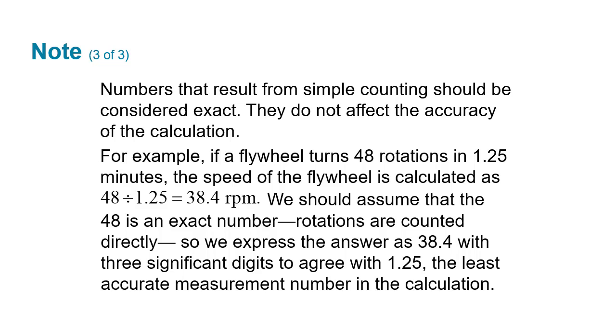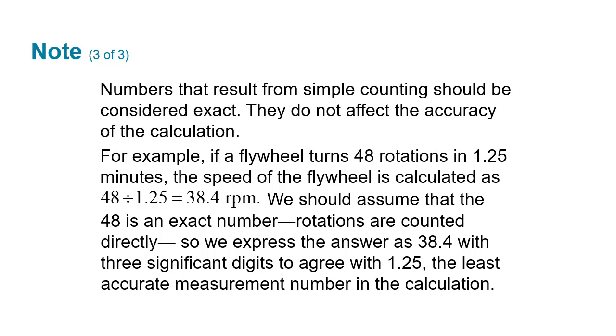Now, numbers that result from simple counting should be considered exact. They do not affect the accuracy of the calculation. So for instance, if a flywheel turns 48 rotations in 1.25 minutes, then the speed of the flywheel is calculated as 48 divided by 1.25, which gives us 38.4 revolutions per minute. We should assume that the 48 is an exact number because rotations are counted directly. So we couldn't have 48 and a half rotations and report it as 48. So it's the big difference between a count and a measurement.